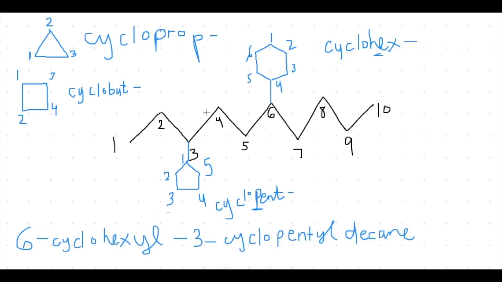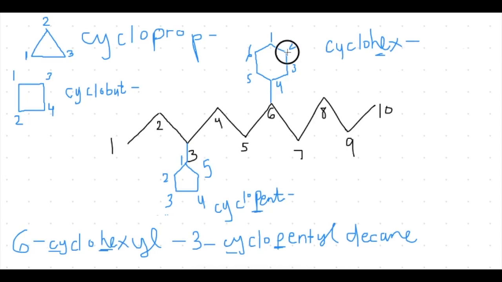Putting this all together, we have a cyclopent prefix on the 3, and naming it as a substituent becomes cyclopentyl. On the carbon 6, we have a cyclohex substituent, and naming it becomes cyclohexyl. Putting them in alphabetical order using P for this substituent and H for this one gives us 6-cyclohexyl, 3-cyclopentyl, decane, because decane is the name of our main chain, which is in black.